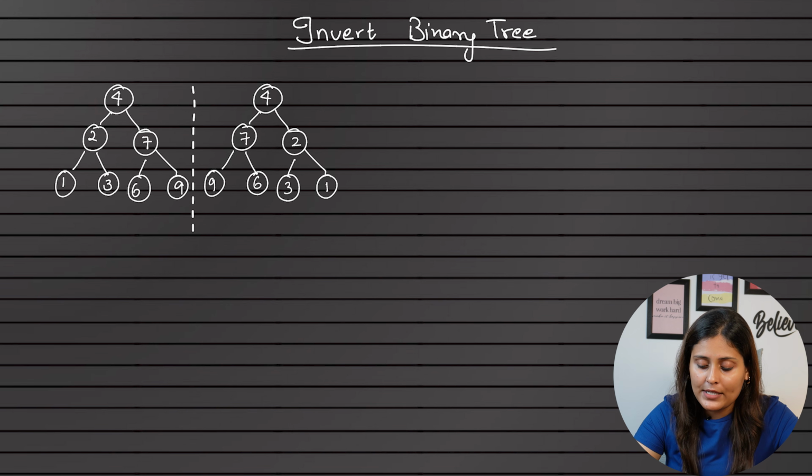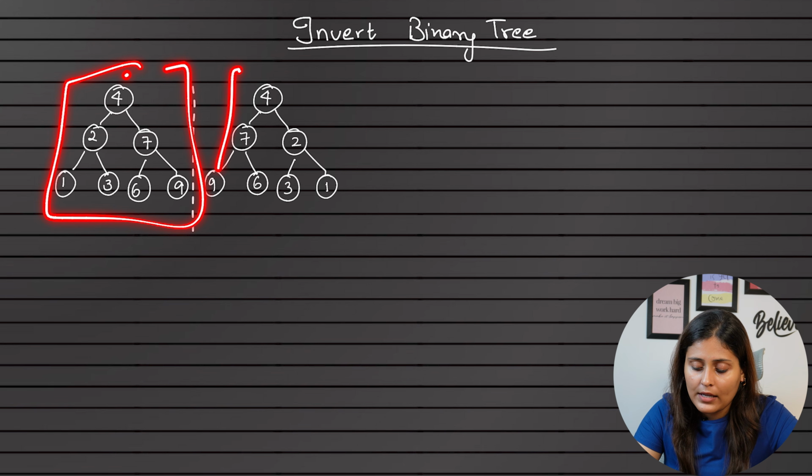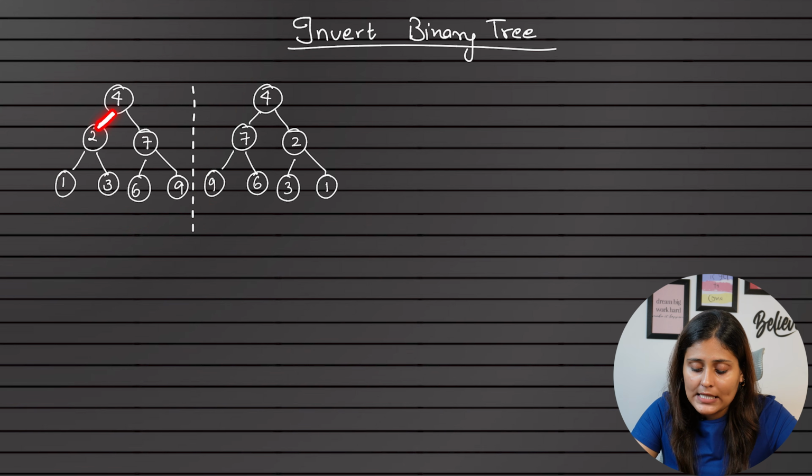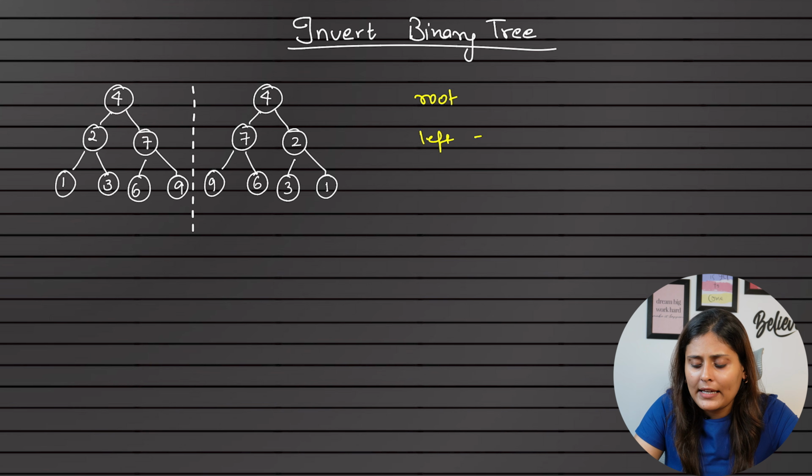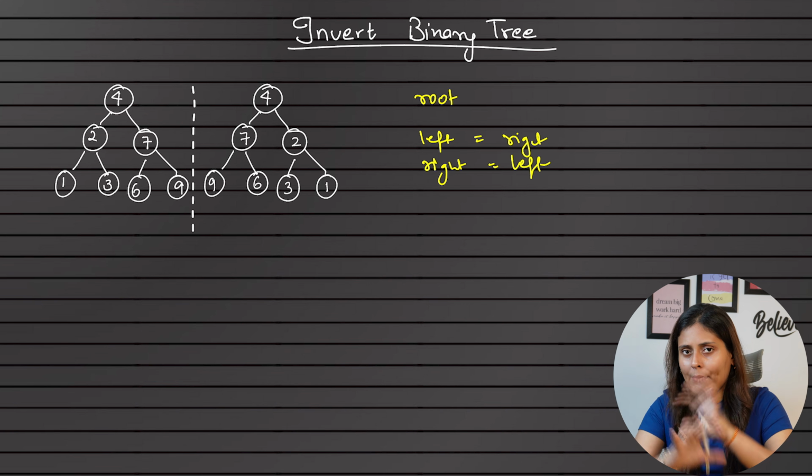So basically here is the tree we have, right? We have to convert this tree into this, and we saw 2 is the left child. After conversion 2 should become the right child. 7 is the right child. After conversion 7 should become the left child. Don't you think it's very simple? If we have root, then we have to put the right side in the left side and the left side in the right side. We just have to swap it, right?